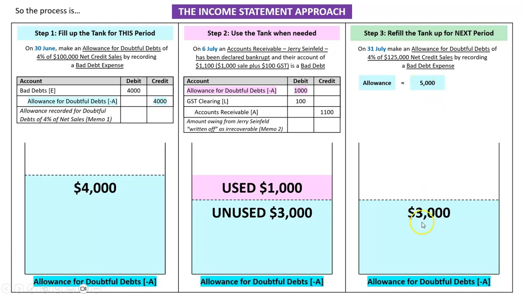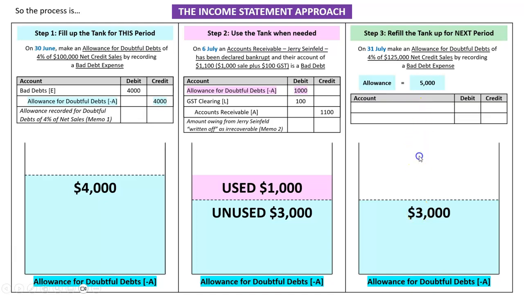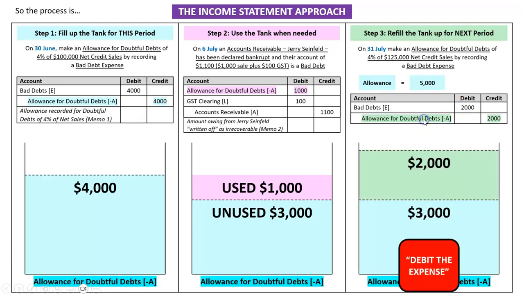But the problem is my tank only has $3,000 in it, so I need to get it to 5,000. So what I'm going to do is copy my exact same debits and credits here, but I'm just going to get it from 3,000 to 5,000. So I will do a debit to the expense of bad debts 2,000 and a credit to the allowance for doubtful debts of 2,000. And now we can see I've still got 3,000 unused from the last time.